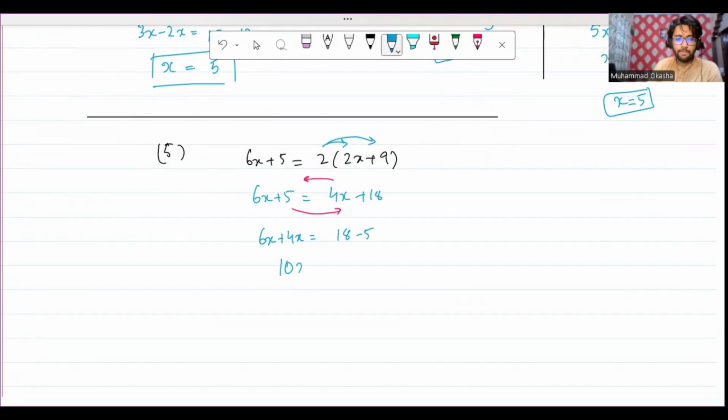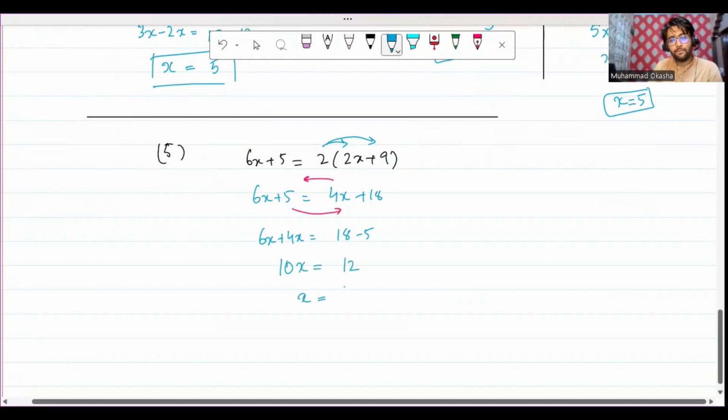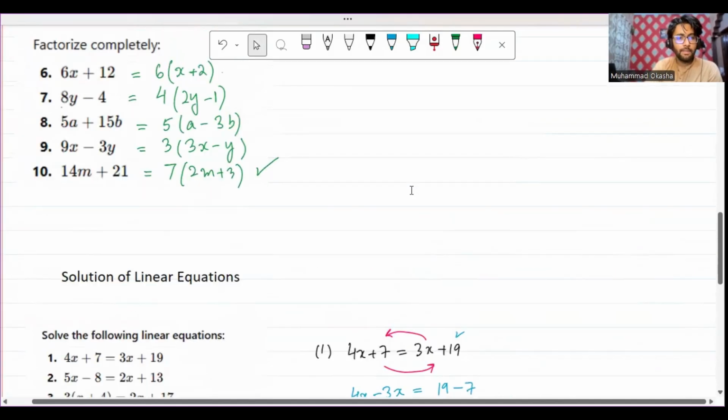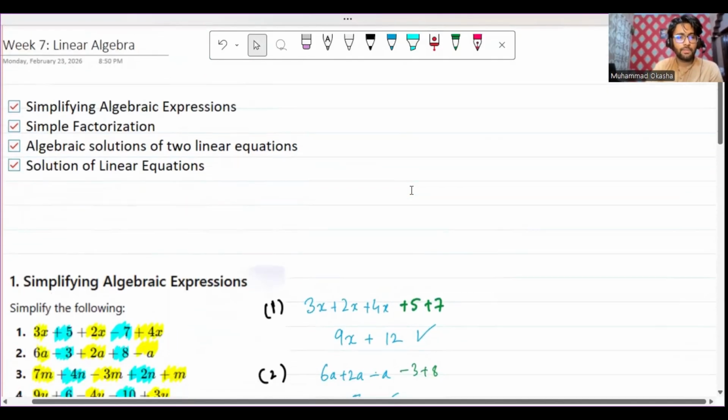6x minus 4x is going to be 2x. 18 minus 5 would be 13. That is going to be x equals 13 over 2. You can either keep it this way or you can put it in the calculator and get x equals 6.5, and that's it. So we did solutions of linear equations as well.